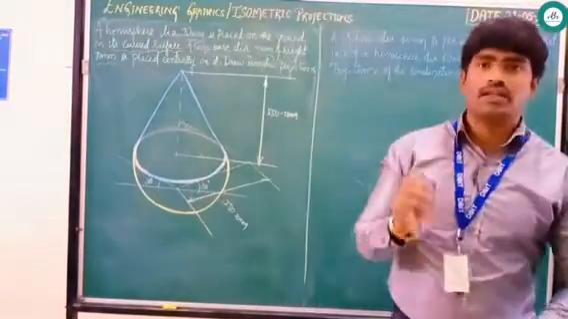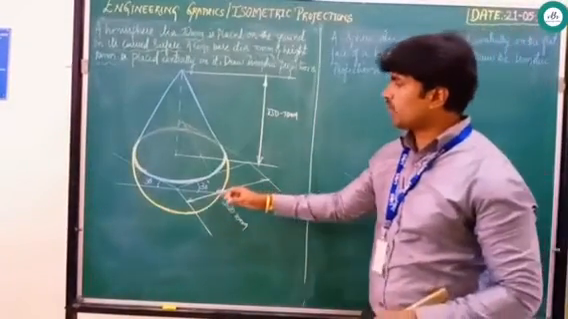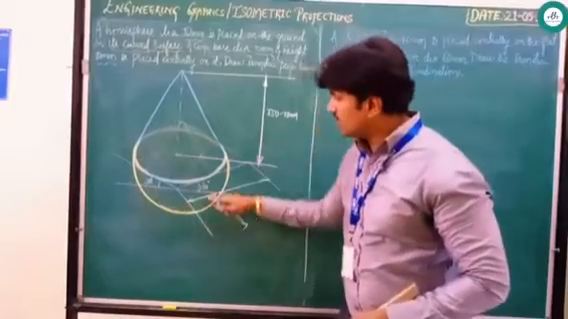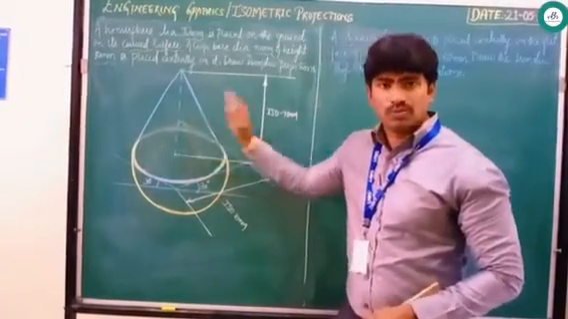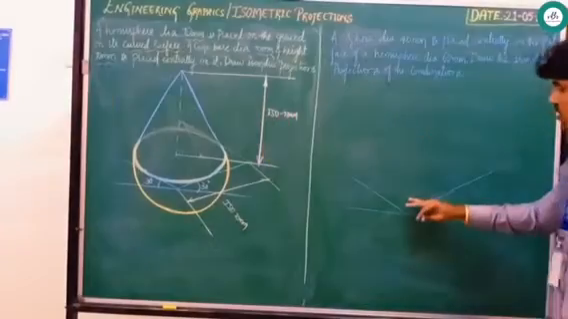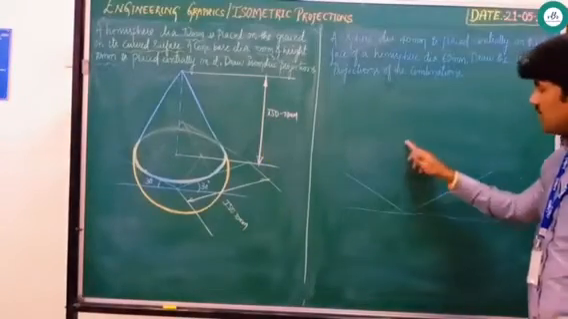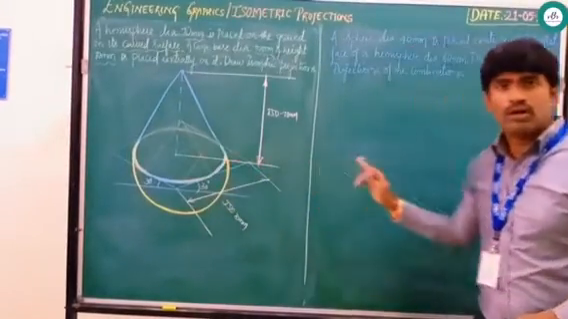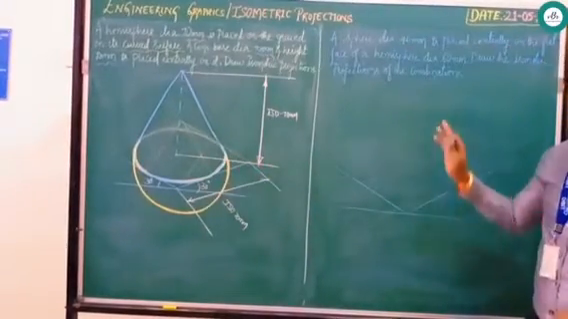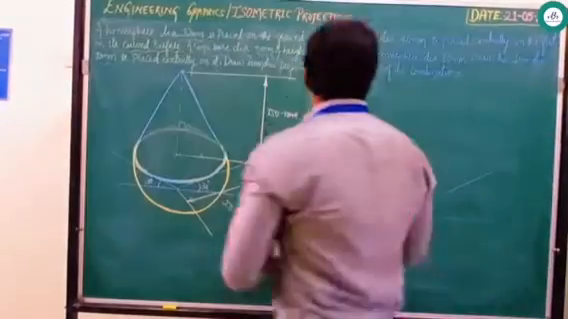Have a look. In the first problem, there was one hemisphere upon which a cone of the same diameter was placed. In this problem, there is one hemisphere at the bottom, same as before. Instead of a cone, the complete sphere is placed. Okay, so have a look.